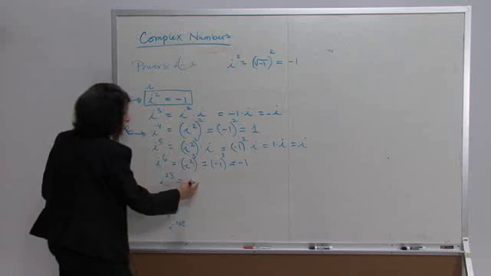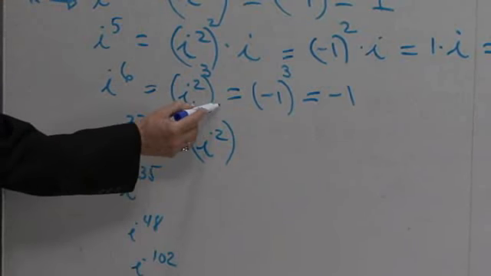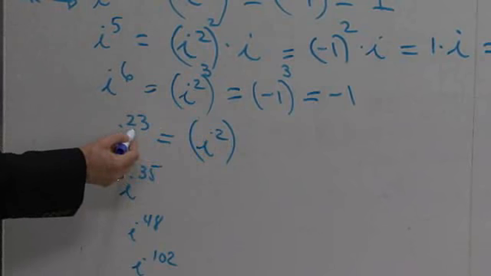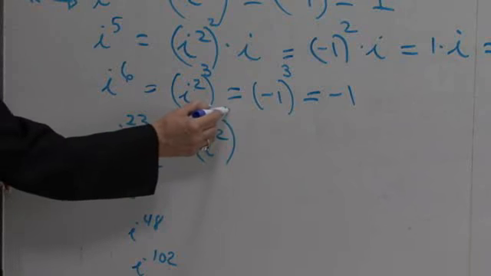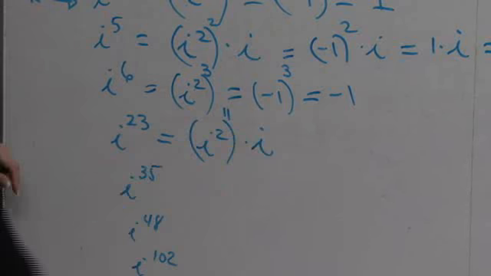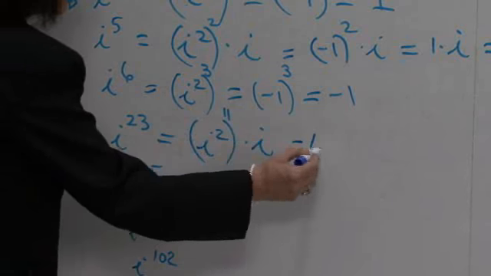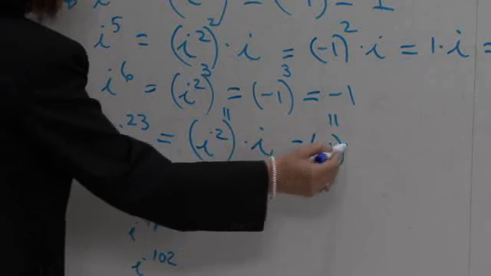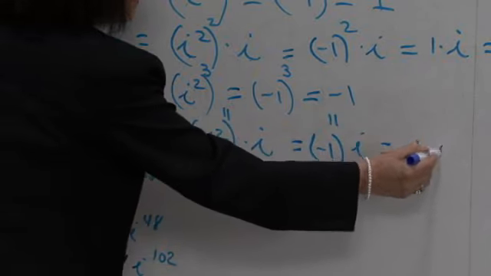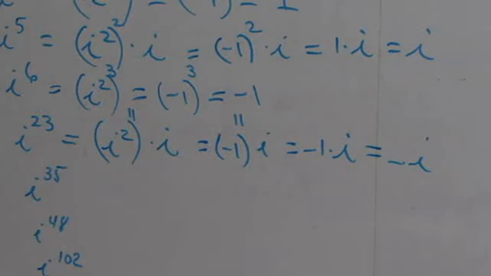So i to the 23, I use i squared as my base. And then what do I multiply it by? What power do I have to have here to get 23 or less? Well, it looks like if I have 11, then 2 times 11 is 22, but I need one more i to make it 23. And think i squared is -1 to an odd power, and -1 to an odd power is going to be a -1. Multiply it by i, that's -i.